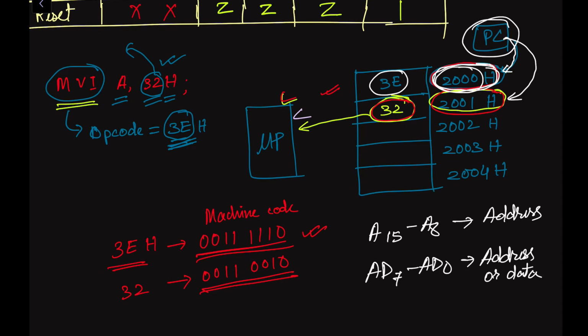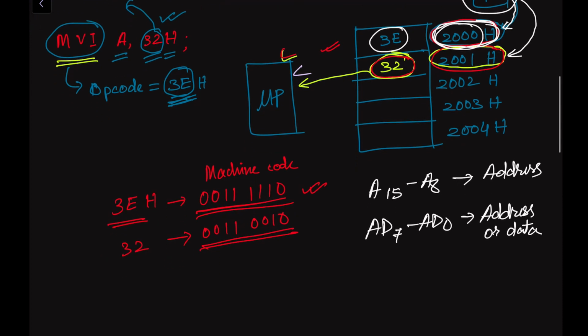So when it will be working as an address bus, and when it will be working as a data bus, will depend on the ALE signal. Okay, so these higher order bits 20H are the memory address. So AD15 to AD0 will be a 16-bit bus.